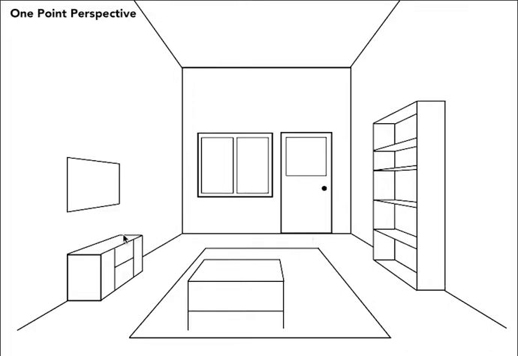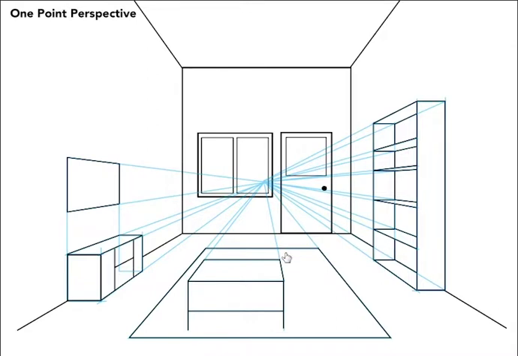Now if you look closely, you see that all the angles of the furniture have imaginary lines that seem to go towards a point somewhere in the middle of the room. Can you see that? So let's see how the lines look. So now the lines are indicated in blue, and can you see that they all seem to converge at this point somewhere near the window.